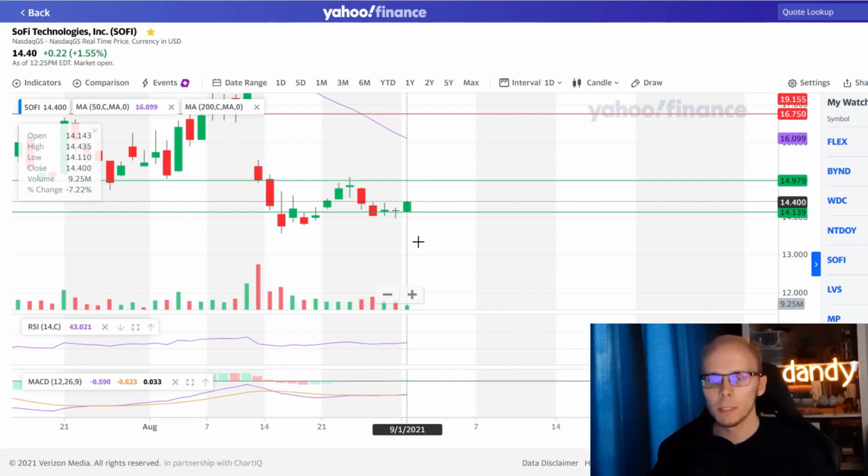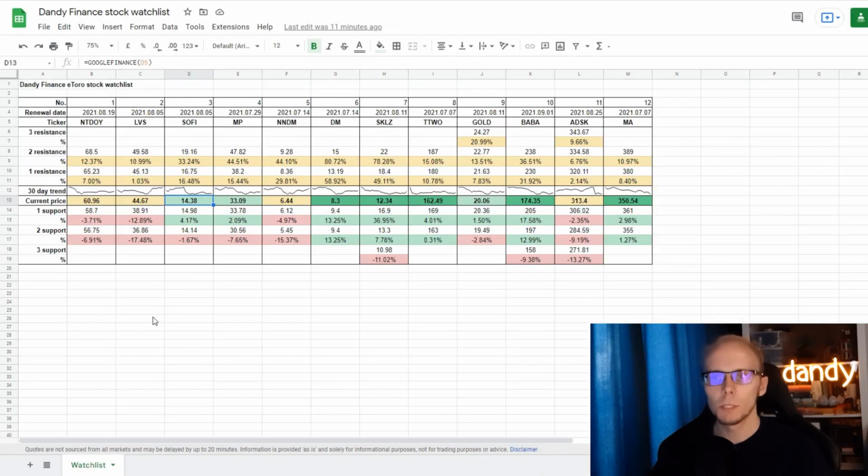The relative strength index is now at 43, and the 12-day moving average of the MACD is inching up from the 26th one. In the watchlist, SOFI is now in light green, with the price being between the first and second support targets.